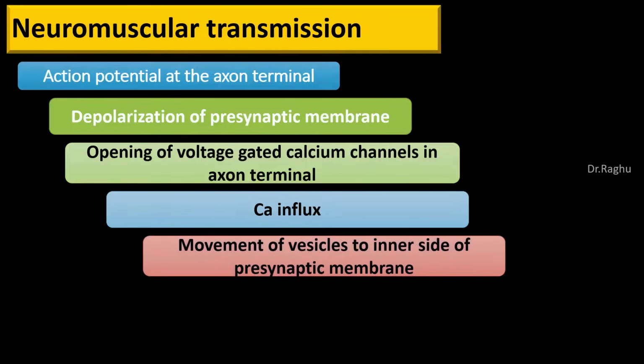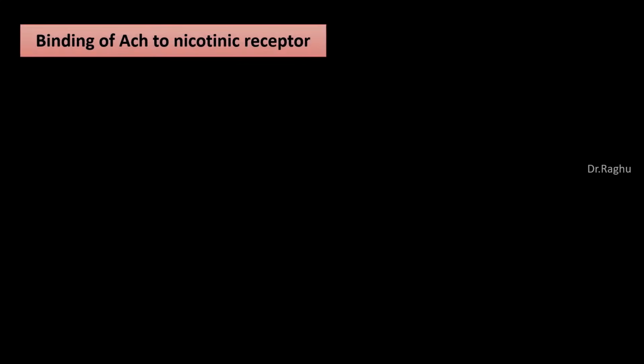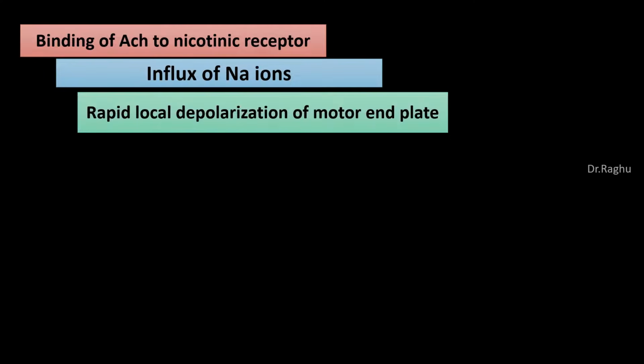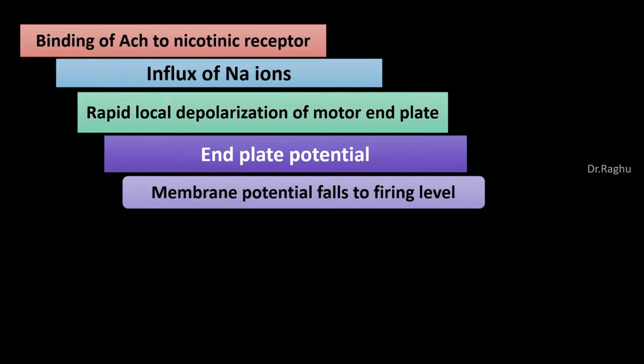Once there is calcium influx, there is movement of the vesicles to the inner side of the presynaptic membrane. This releases the acetylcholine from the vesicles by a process called exocytosis. Once acetylcholine is released into the synaptic cleft, it binds to the nicotinic acetylcholine receptor. This causes opening of this ligand gated ion channel, which causes influx of sodium ions. This causes a rapid local depolarization of the motor end plate, called the end plate potential, and this end plate potential moves the membrane potential to the firing level.